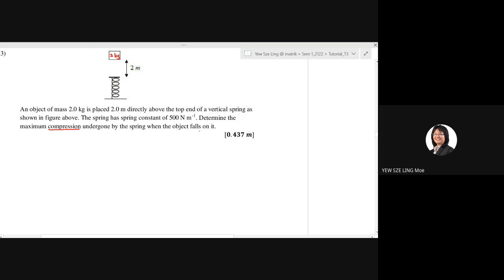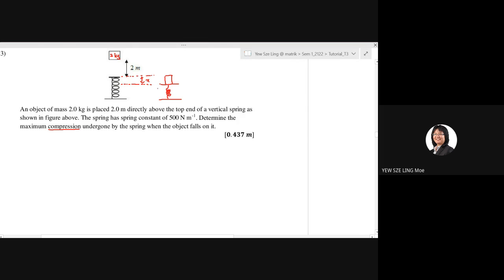So how are we going to determine the maximum compression? Obviously, we need to compress the spring, so we'll have a final state, given the initial state. Now let me show the final state. The spring is being compressed, and the object is falling on top of it. So this is the final state. What we want is the compression, from here until here. This is the compression. We want to find the value of x.